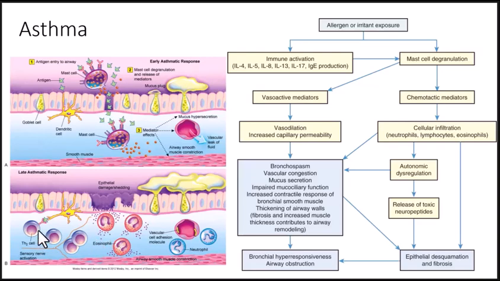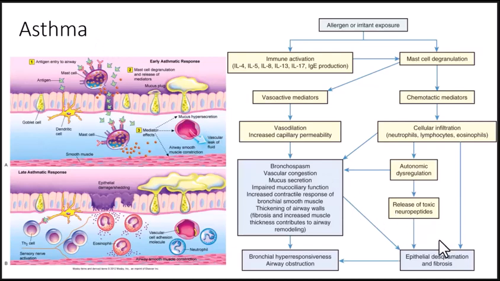So unfortunately, we have all of these white blood cells and immune cells that are trying to help, but they end up causing damage. And so just the presence of the cells that infiltrate the area can also lead to that airway remodeling and fibrosis.